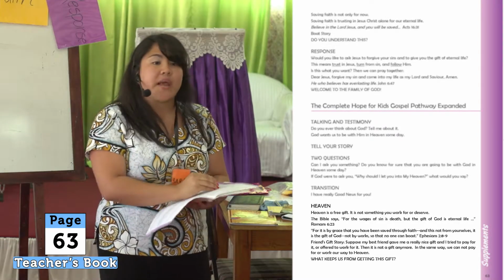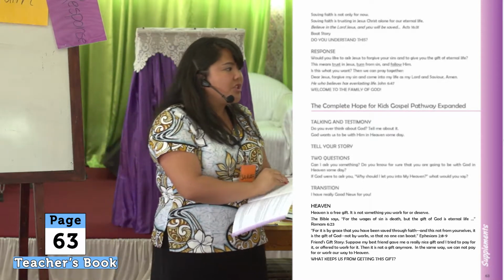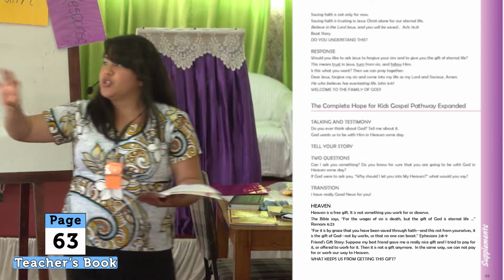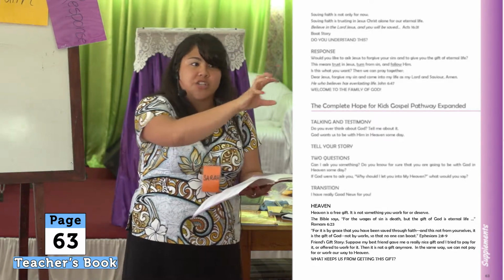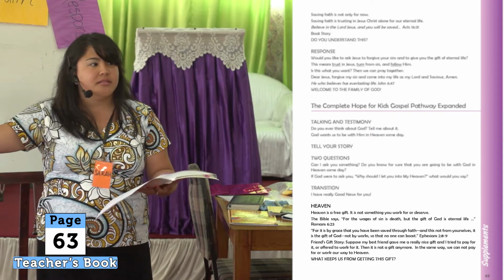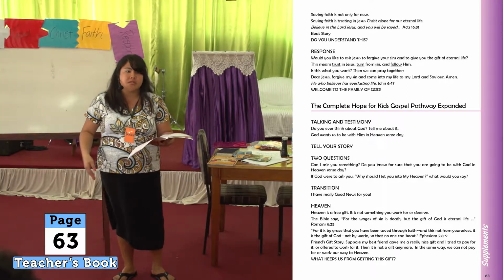And then you'll see a question. That is the connection question that connects from heaven to sin. So there's always a question that connects from one section to another. So does everyone see how the gospel pathway flows?